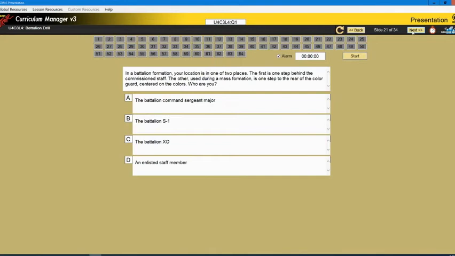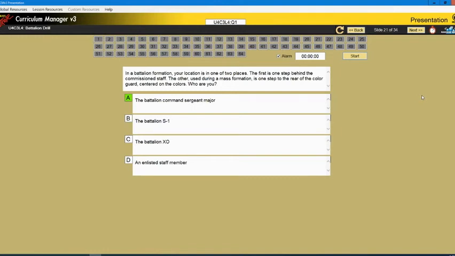All right, so in a battalion formation, your location is one of 2 places. You're either one step behind the commissioned staff or the other used during a mass formation. First is one step behind the commissioned staff. The other during a mass formation is one step to the rear of the color guard, centered on the colors. Who are you? Are you the CSM, the S1, the XO, or an enlisted staff member?